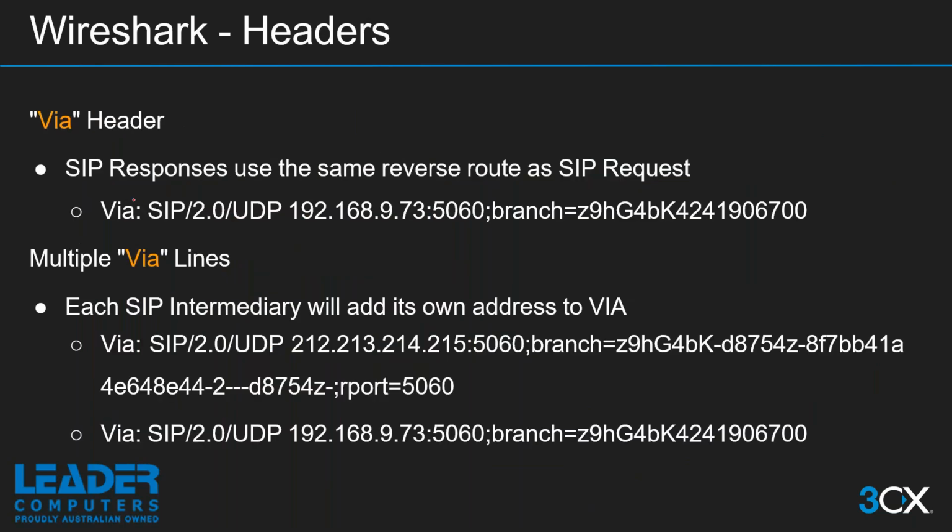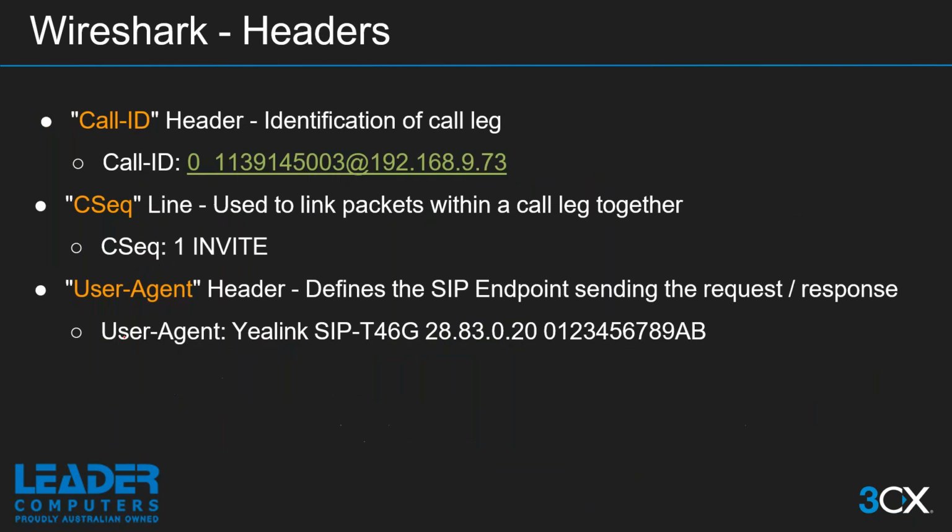And Via header, so the SIP response is sent on the same reverse route. Basically, the other side needs to know this is the route I need to take to reach 100. And you might see multiple Via lines if there are multiple hops, for example a call from 136 to another through a bridge. You might see multiple Via lines, and that's pretty much normal.